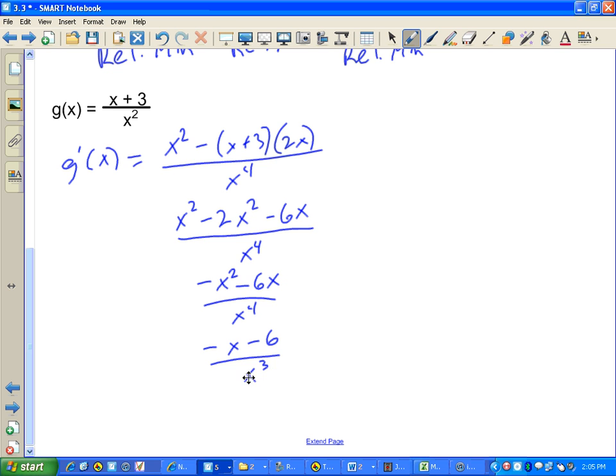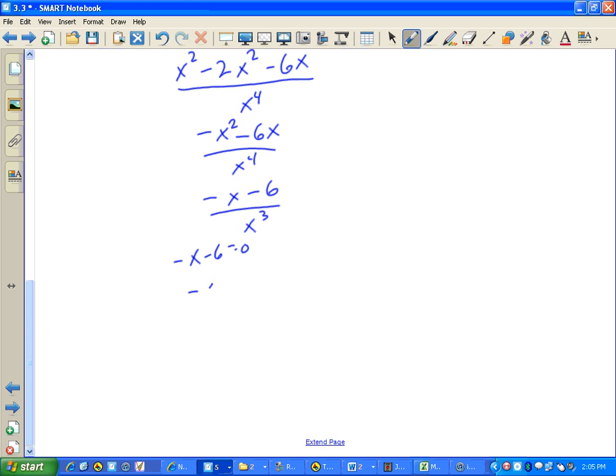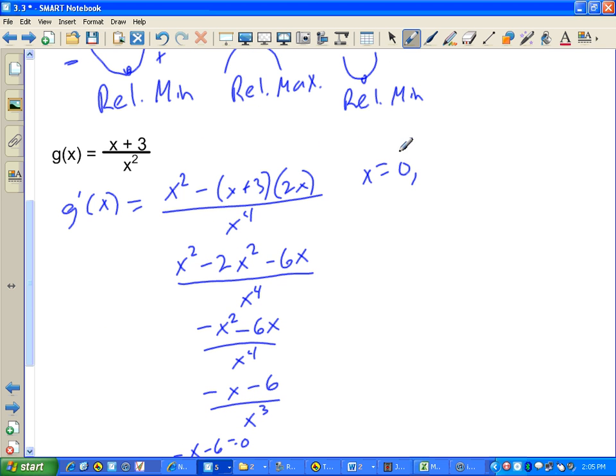I need to know when the denominator is 0, so that will tell me where it's undefined. This is going to happen when x is 0. And you know when the top equals 0, so you know when -x minus 6 equals 0. That's going to happen when x is -6. So these are my two critical points.